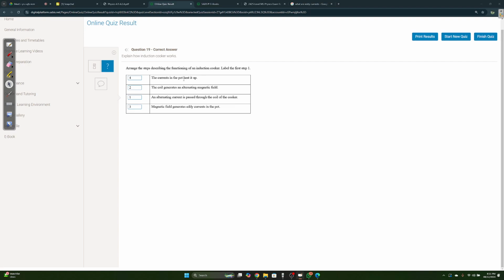But let's see. An alternating current is passed through the coil of the cooker. The coil generates an alternating magnetic field. The magnetic field generates eddy currents in the pot. Eddy currents are the ones that cause the rotations and forces. And since it starts rotating, the currents in the pot heat it up. I guess you can memorize this. But eddy currents are anything due to a variable magnetic field.